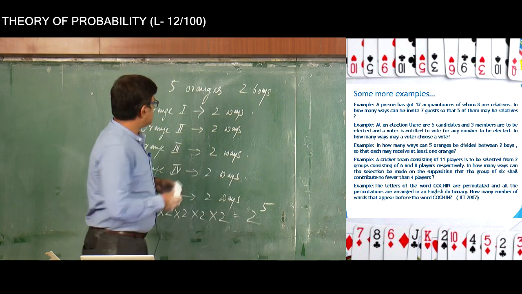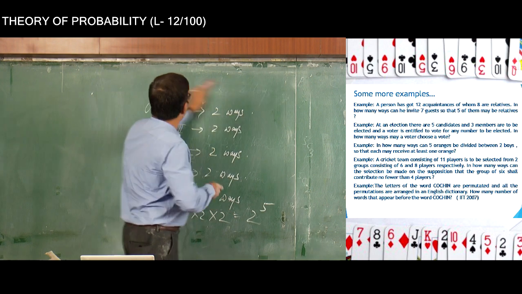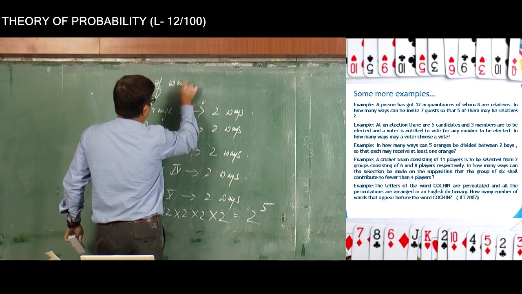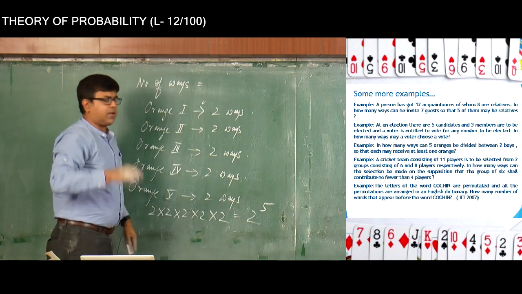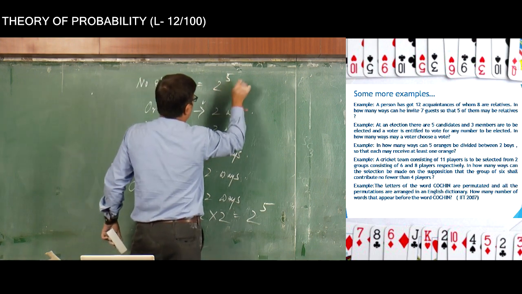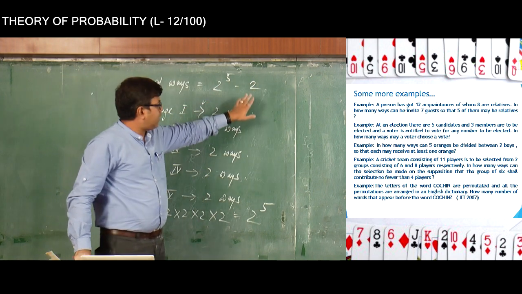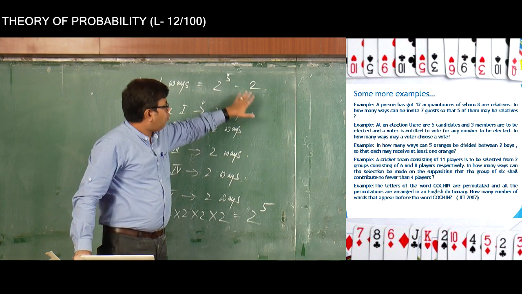and that will be his answer. So my answer to this question will be, the number of ways by which I can do that so that at least one of them gets 1 orange will be 2 to the power 5 minus 2. That 2 is subtracted, because I think you understood why 2 is subtracted. I repeat again, why 2 ways?